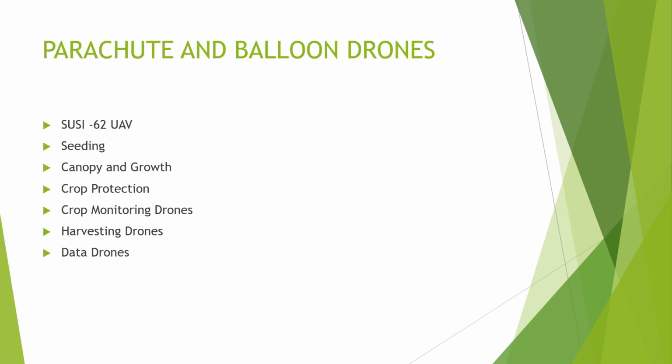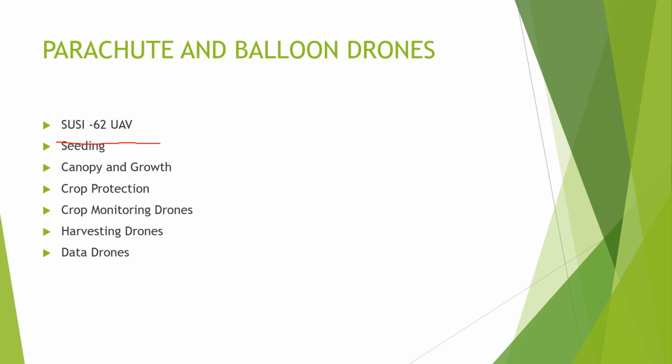So the third classification is going to be the parachute and balloon drones. Here we have the drone called SUSI 62 UAV, the only type of parachute type drone. This drone is used in Germany for crop protection zones, and it moves in an autonomous manner, collecting images and information about the crop's water status.